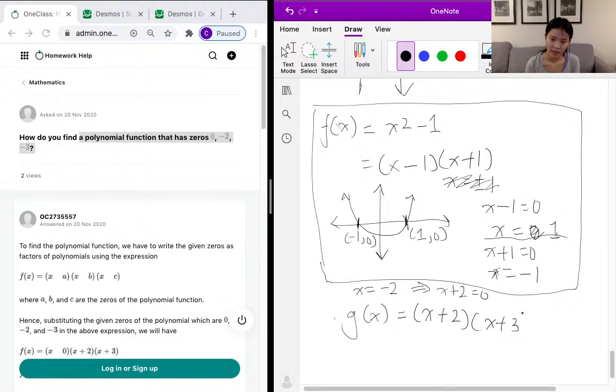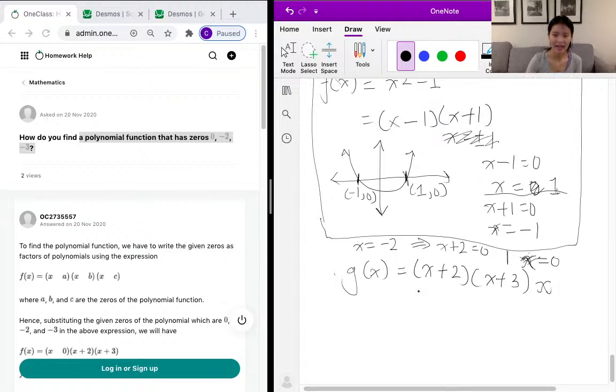Now, our third 0 is just 0. How do you do that? It's actually very similar. So we know that we have x equals 0, and when x equals 0, we just need to put x here for our x equals 0. So yeah, this is our polynomial function that we need to find.